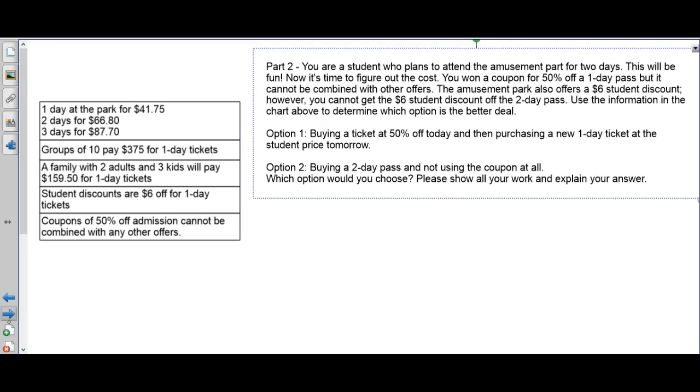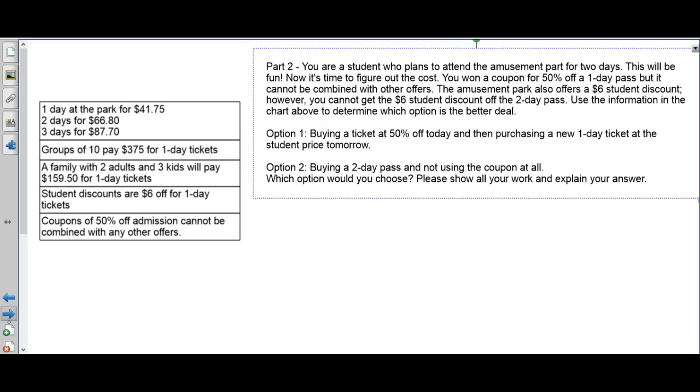So part 2 says you're a student who plans to attend the amusement park for 2 days. You want a coupon for 50% off a 1-day pass, but it cannot be combined with other offers. The amusement park also offers a $6 student discount. However, you cannot get the $6 student discount off the 2-day pass. So we're going to determine what's cheaper, buying the 50% off today and purchasing 1 more ticket tomorrow at the student price, or purchasing the 2-day pass.